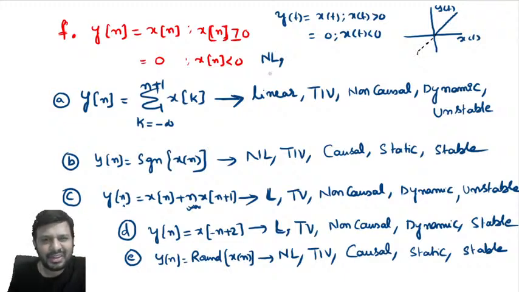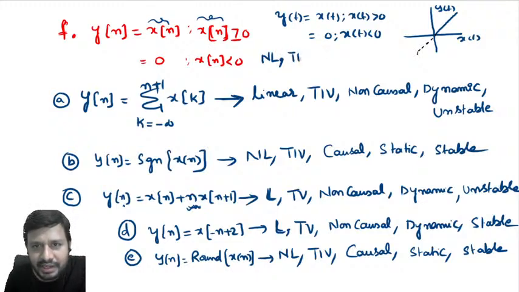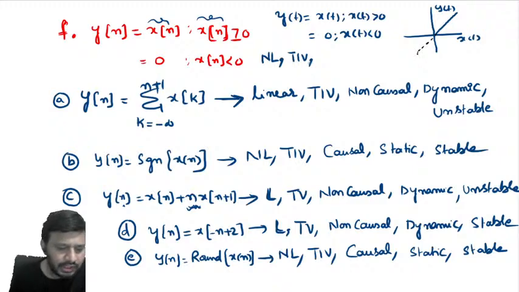Now the rest of the properties will be simple. Time invariant or time variant? Input delay, output delay, you perform. Input delay, delay only the input. Here also it will be delayed. Output delay, wherever you haven't replaced with n minus n naught, right? So input delay will be equal to output delay. Time invariant.